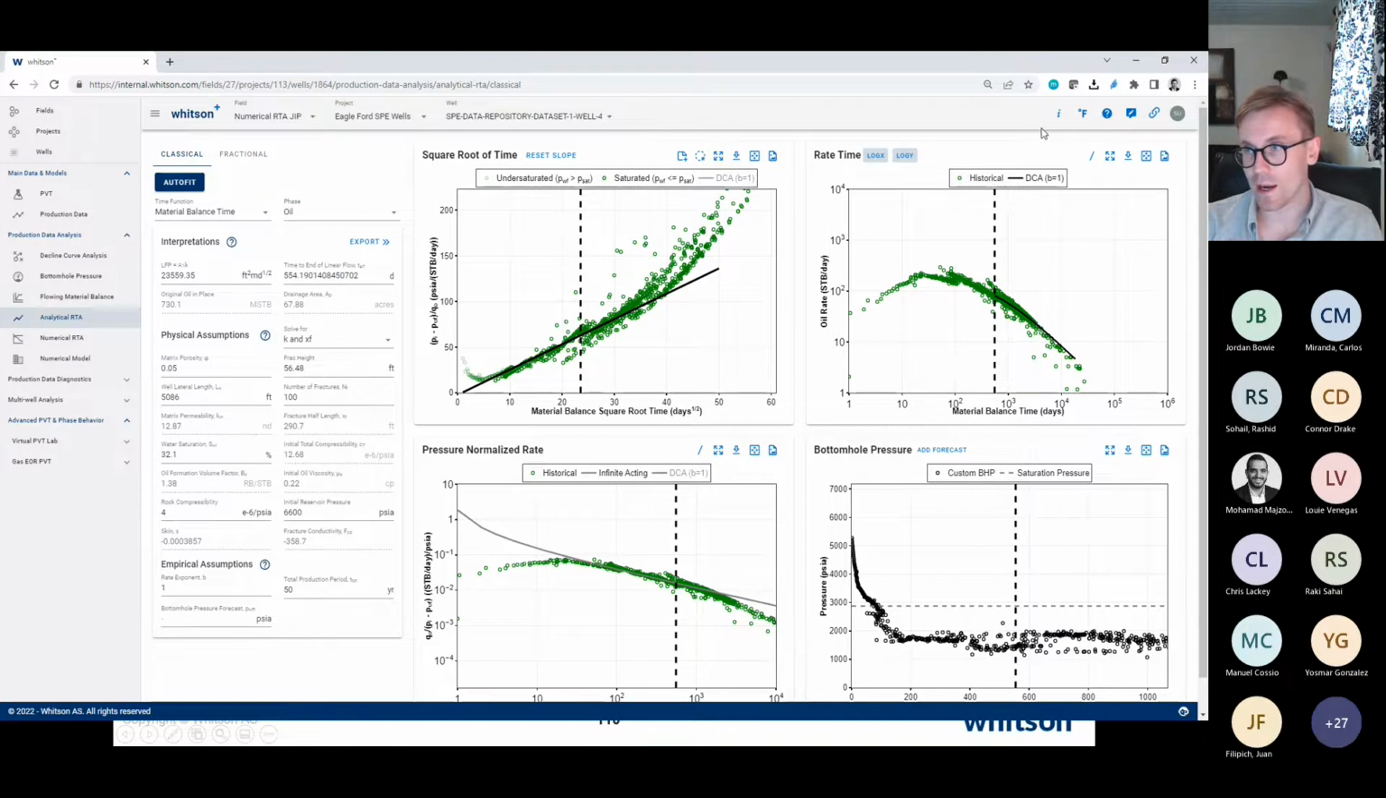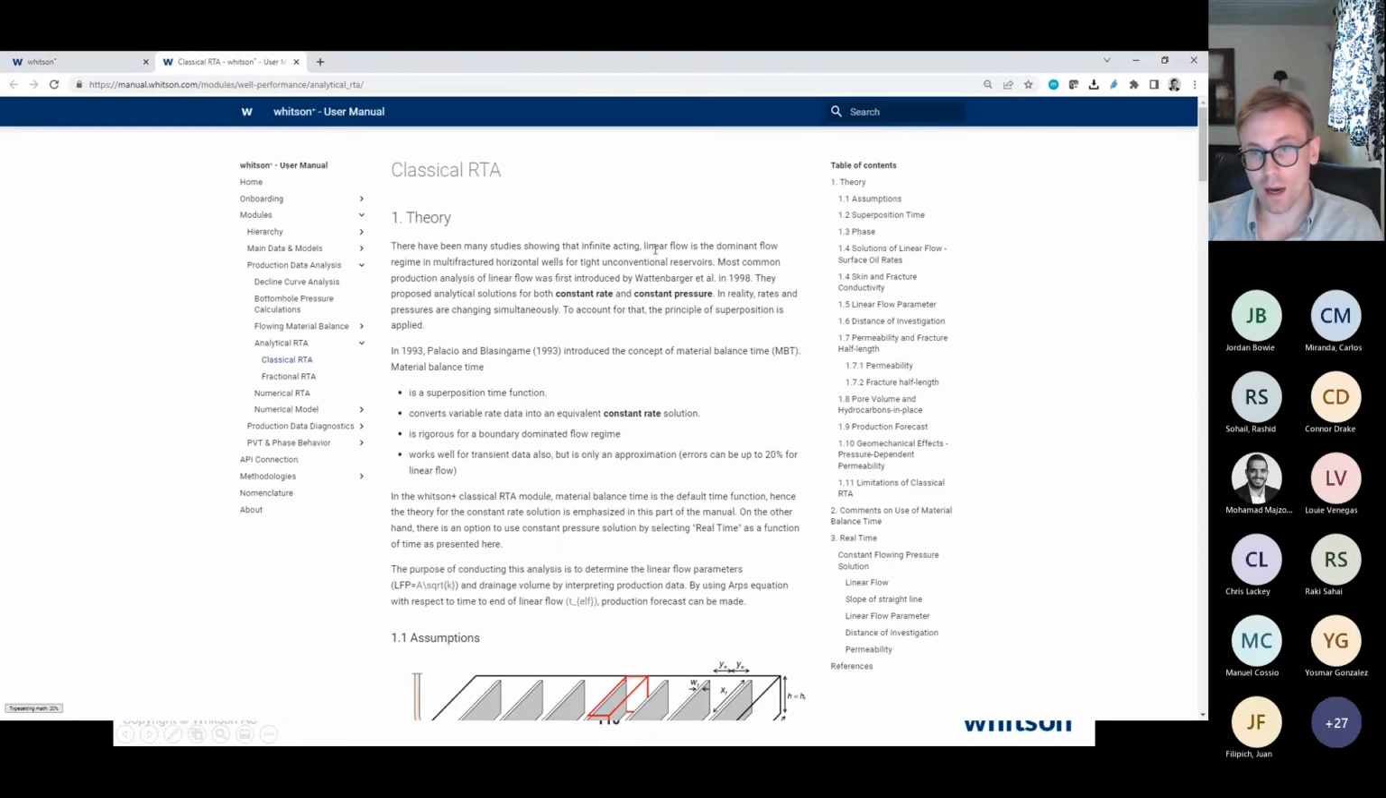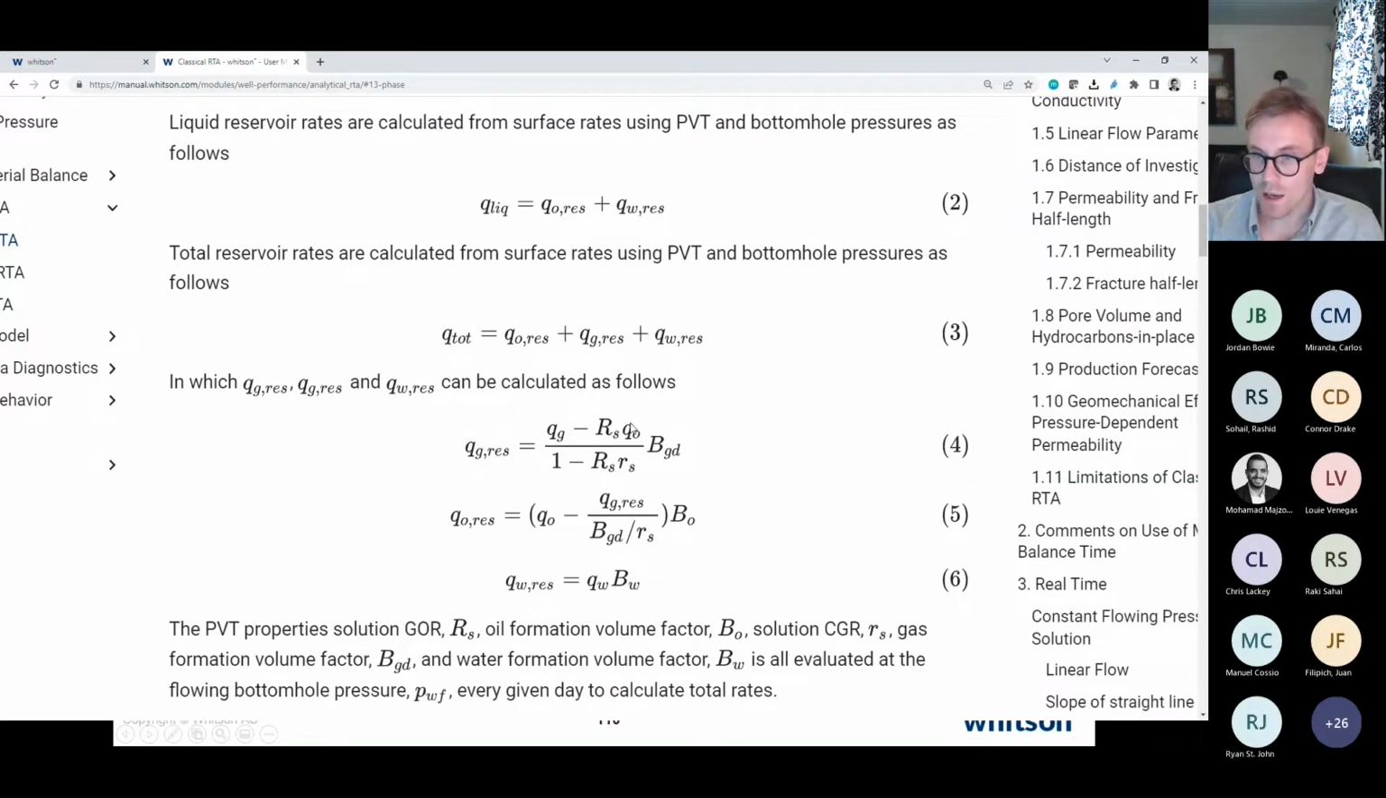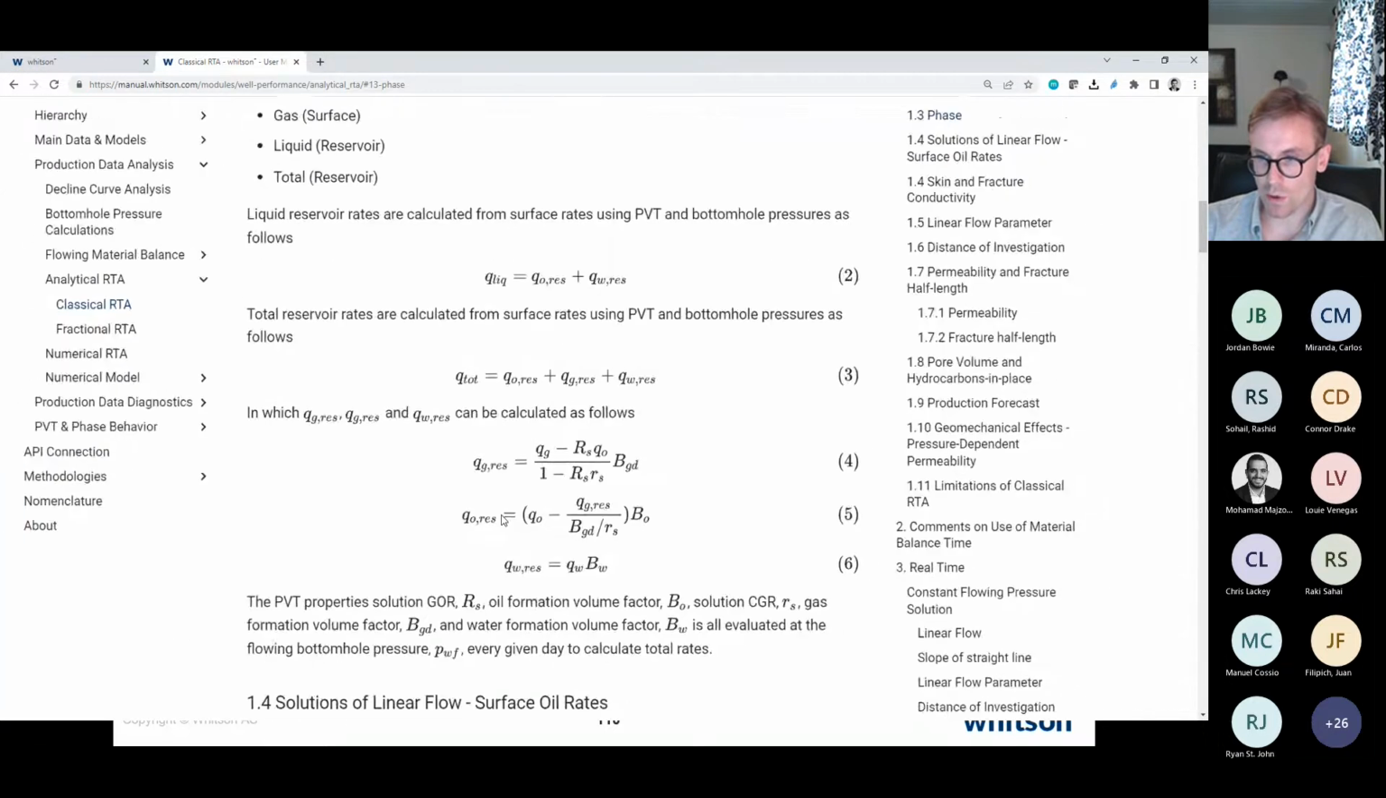How we calculate these reservoir rates is just PVT and bottom hole pressures, okay? Because we have all the PVT properties for all the phases, and then we just use material balance and these equations right here. This is just material balance and accounting to get to reservoir barrels.